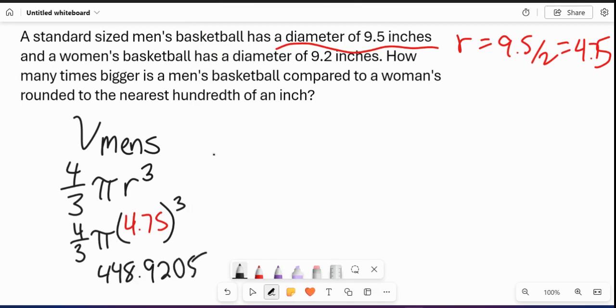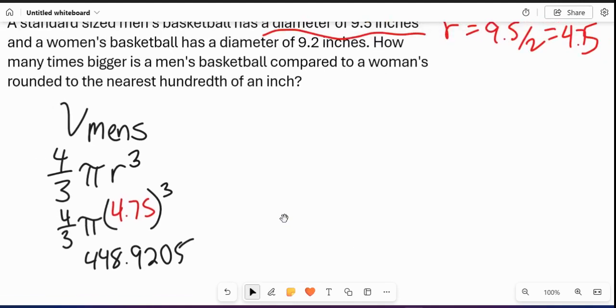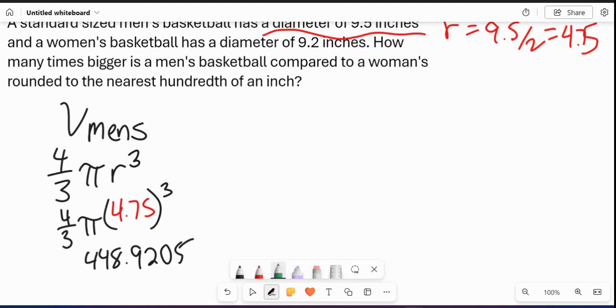Okay. That's the volume of the men's. Now the volume of the women's. It's a little bit smaller. So we have the diameter is 9.2. That means the radius is 9.2 divided by 2, which is 4.6.